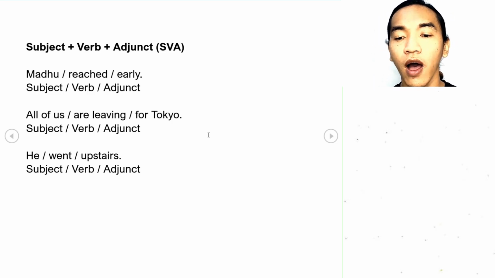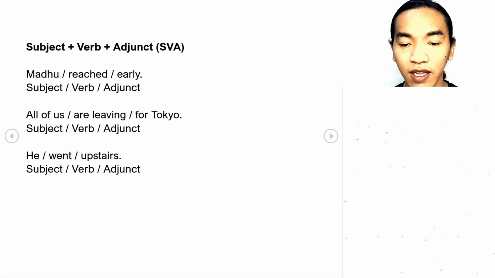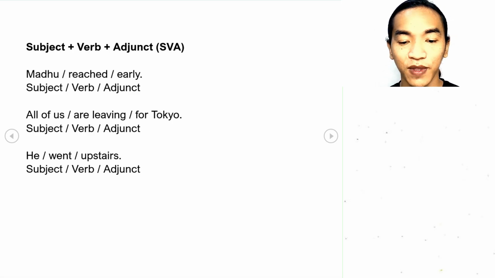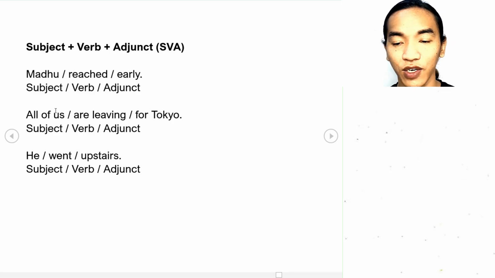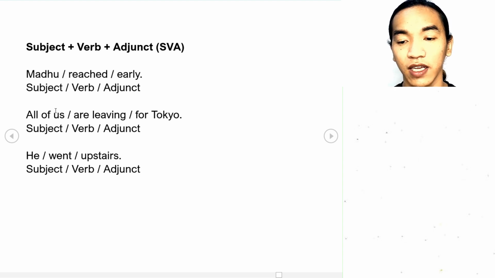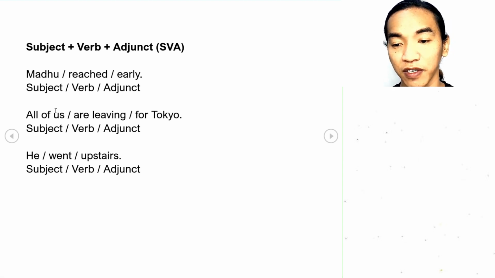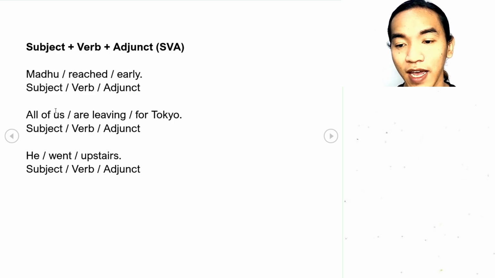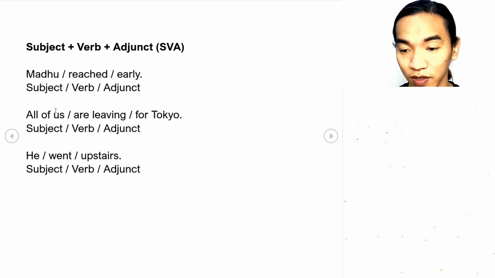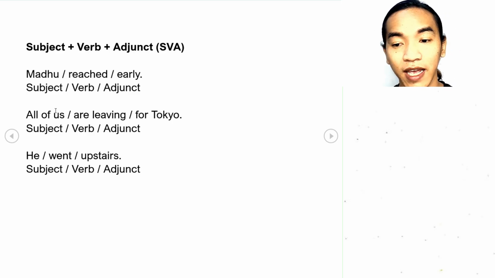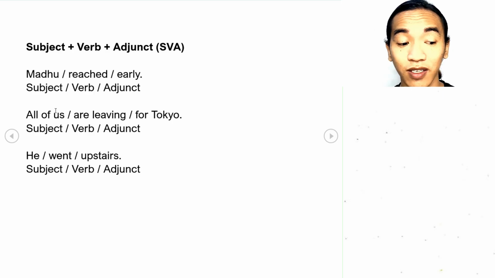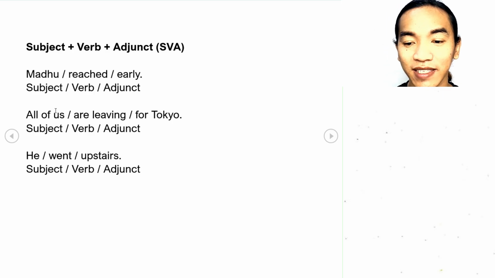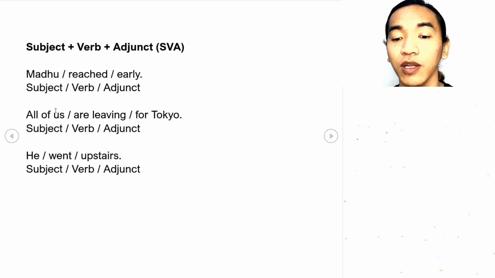Next one: all of us are leaving for Tokyo. Okay? So in this case, as you can see, all of us is your subject, are leaving is your verb, and adjunct is for Tokyo. Okay, this is your adverbial phrase. In this case, this is an adverbial phrase for location. So actually, your adjuncts could be about time or place, or even position or location.